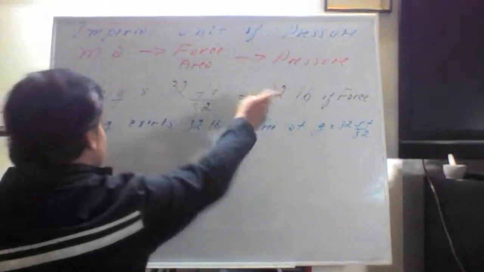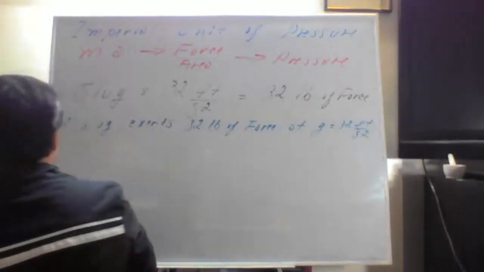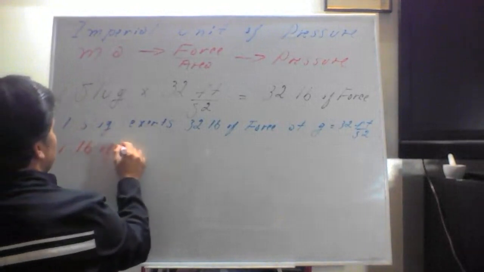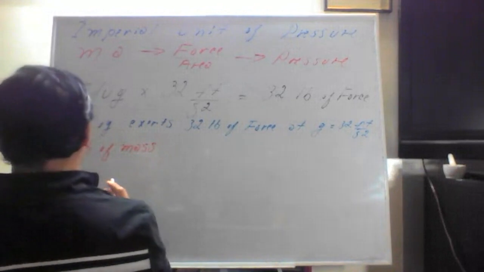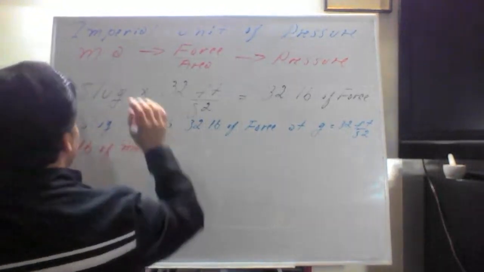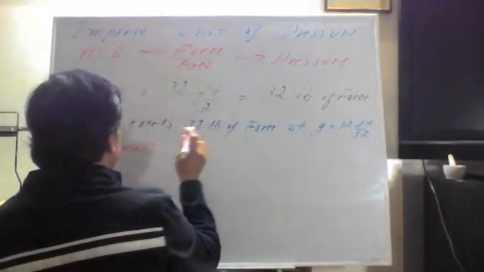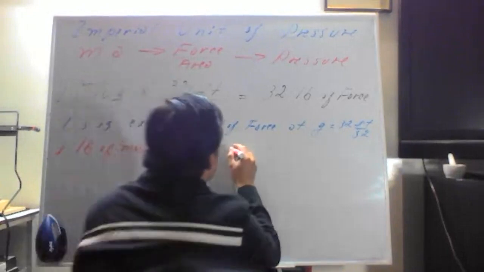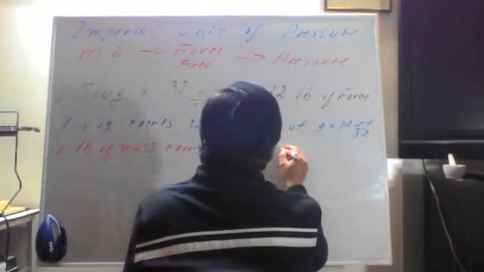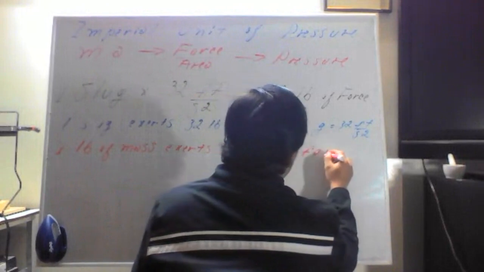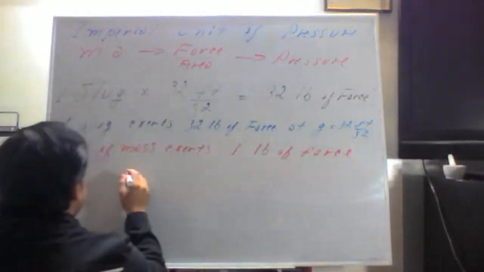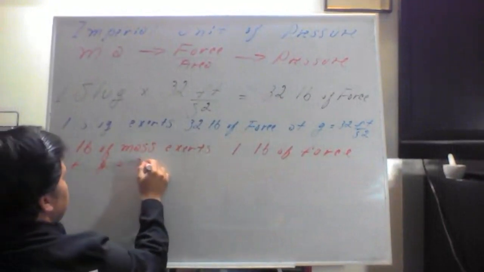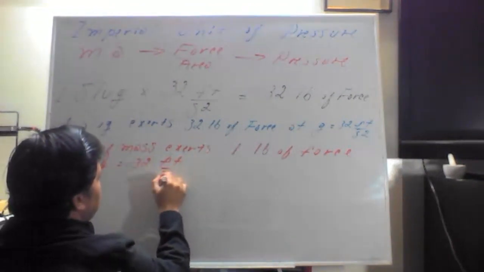So if we take a fraction of that, 1 pound of mass. This is the definition: if you take 1/32 of a slug, that would be 1 pound of mass, and it exerts 1 pound of force at G equals 32 feet per second squared.